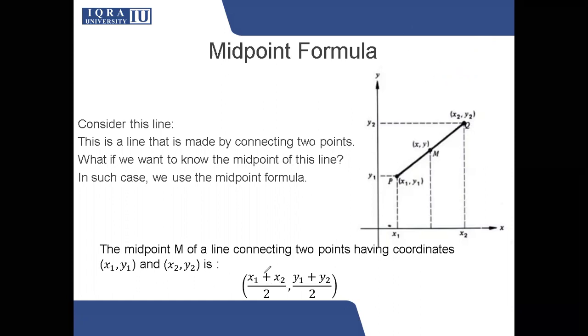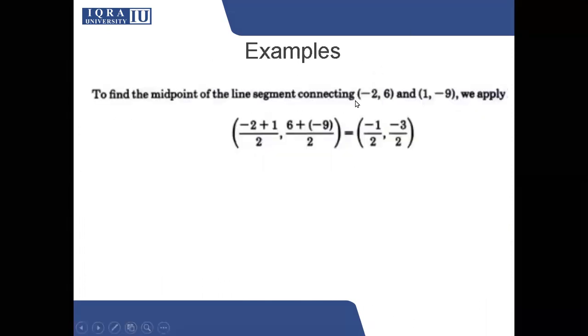Remember, there will be some number over here from x1 plus x2 divided by 2, let's suppose 3.5. And y1 plus y2 divided by 2 will give me some other number, let's suppose 7. So 3.5 comma 7 will be your midpoint. Let's take an example.